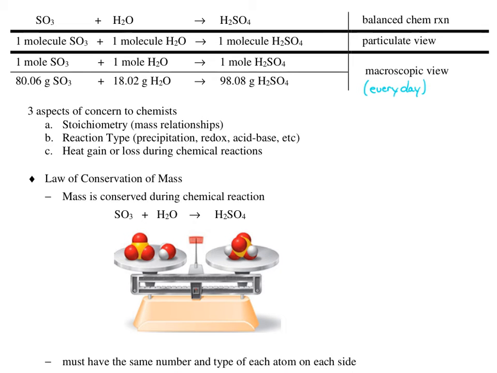The major aspects of concern to chemists are the mass relationships between reactants and products, or the stoichiometry, the classification of reaction type, for example, precipitation, redox, acid-base, and the heat that's involved in these chemical equations.